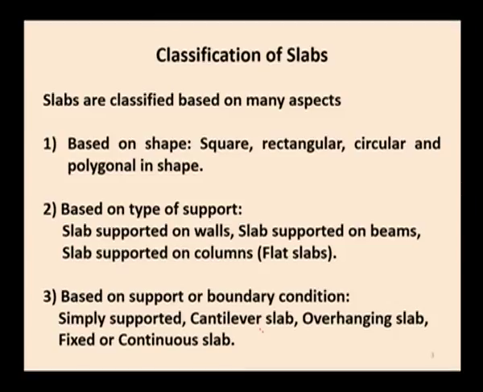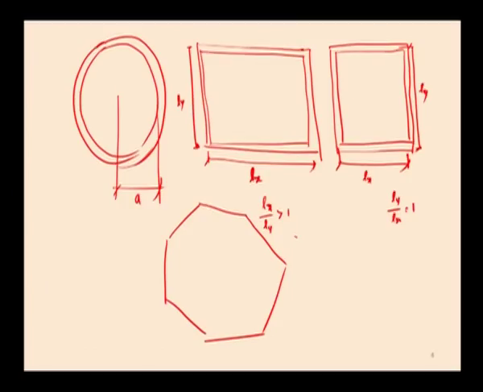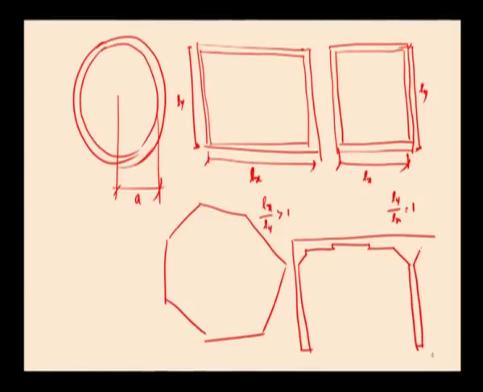Next, the slab directly supported on columns without any beams is called a flat slab. That is, the cross section of the flat slab is like this: these are all the columns, and this is the slab which is directly supported on the columns without any beam. This is what is called a flat slab.